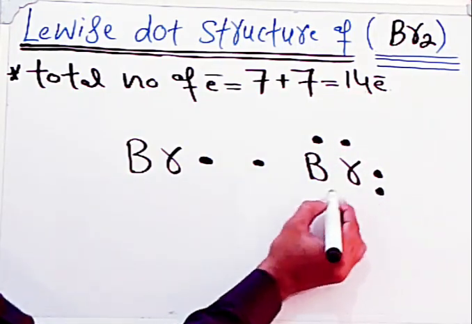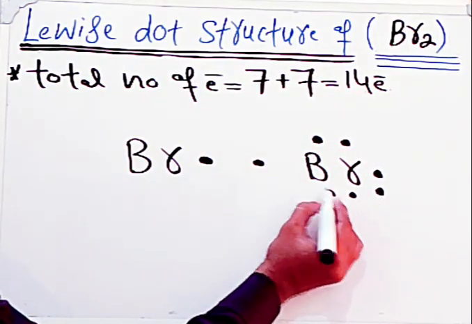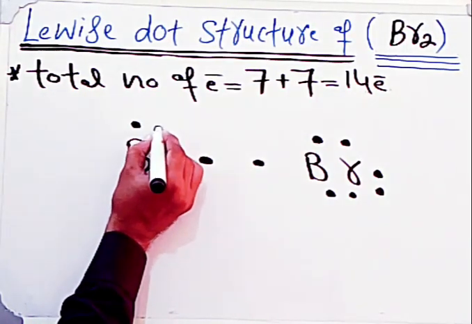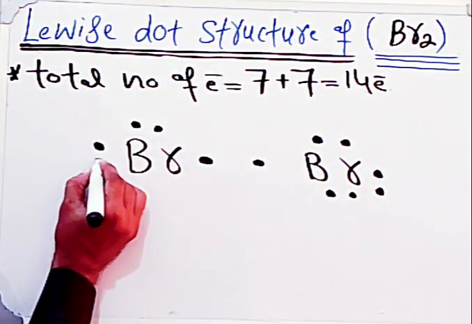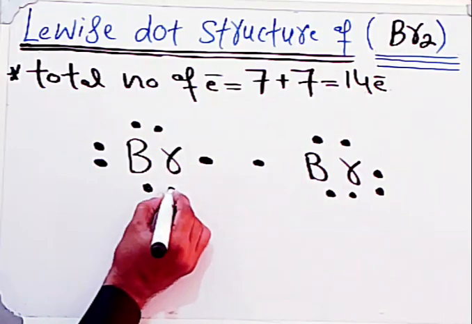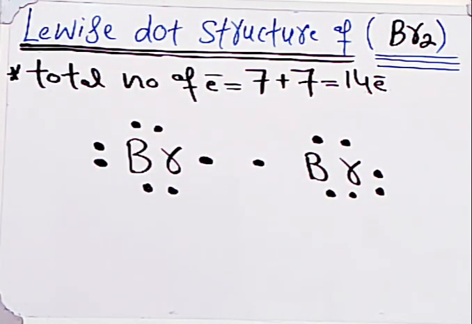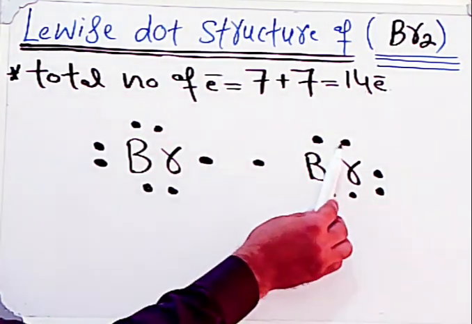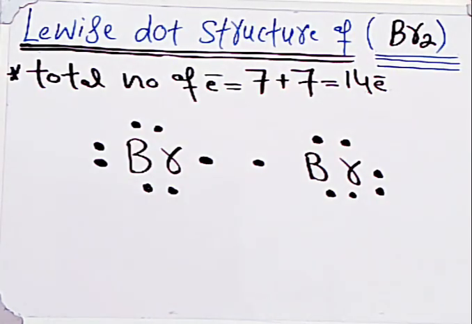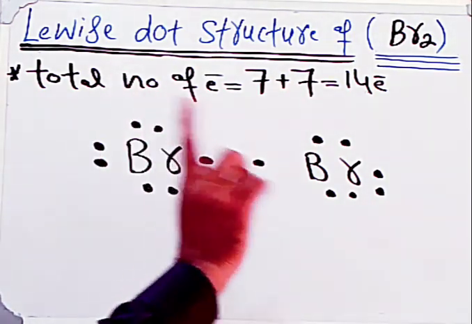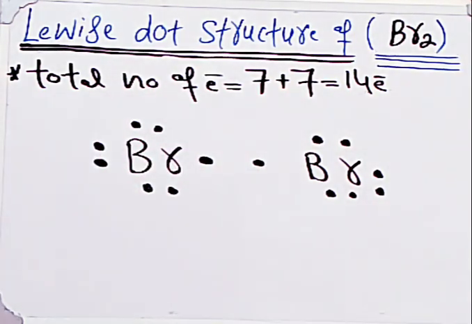2, 4, 6, 2, 4, 6. Students, in this way, both of the bromine atoms complete their octet, like 2, 4, 6, 8. Both of them share a single pair of electrons to represent a single covalent bond like this.